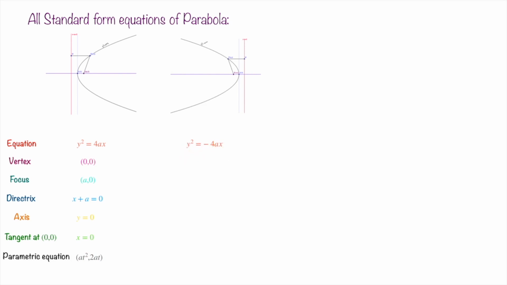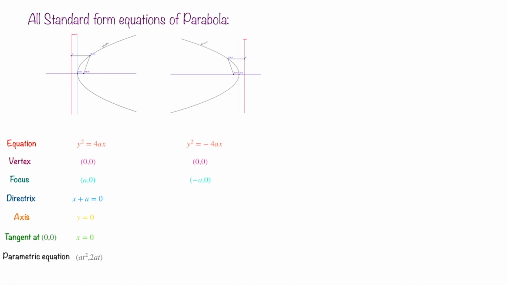You will derive this equation when you take focus to be minus a comma 0 sitting on negative x-axis, directrix to be vertical line x minus a equal to 0. Okay, that's how you derive this equation y square equal to minus 4ax. Fine. Here the vertex is going to be 0 0 again.